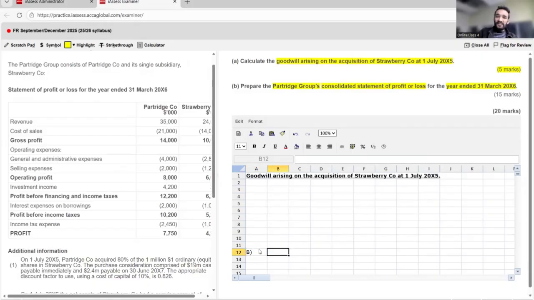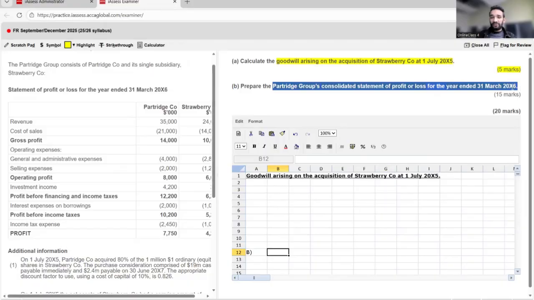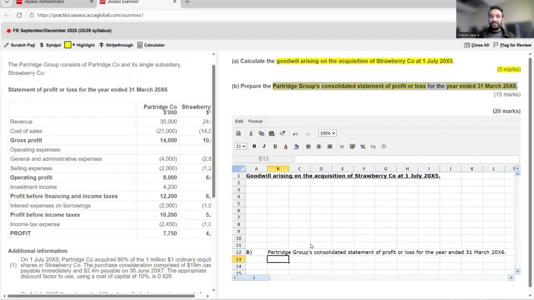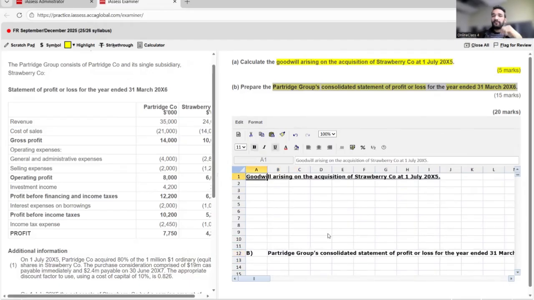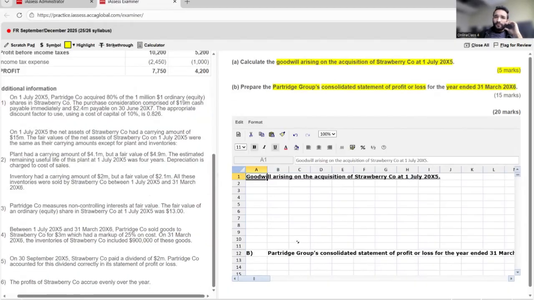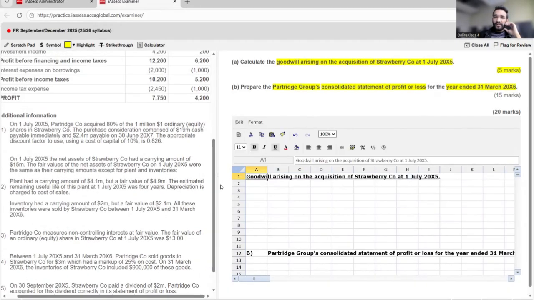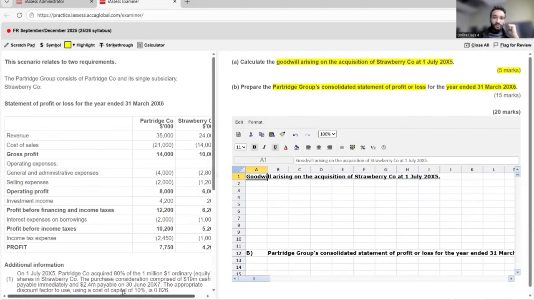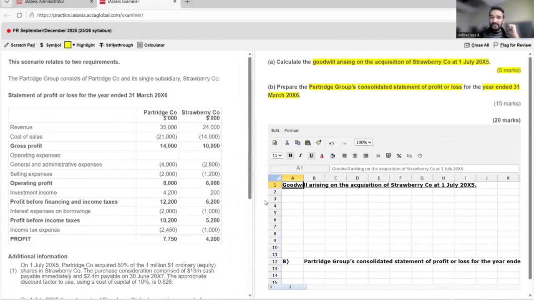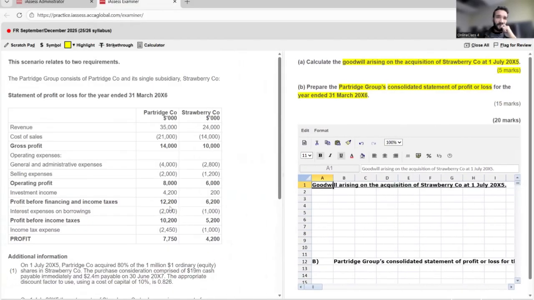B is all about the Patridge Group profit and loss. You can just write down here B and A. Now, it's up to you, it's not mandatory. You can just write down A and B. It's not mandatory that you write Goodwill or Patridge Group consolidated. It just looks more professional. Okay, if I see the question, if I see the data, let's just make it like that.